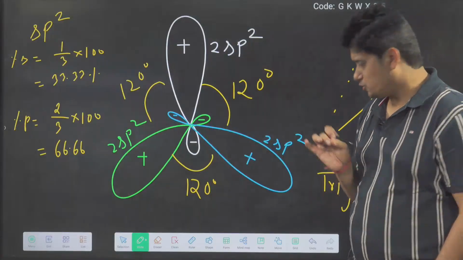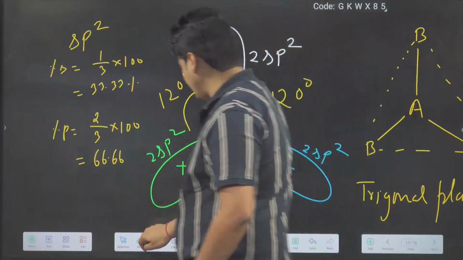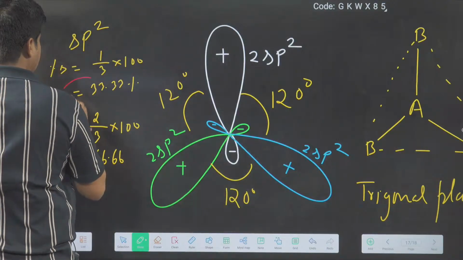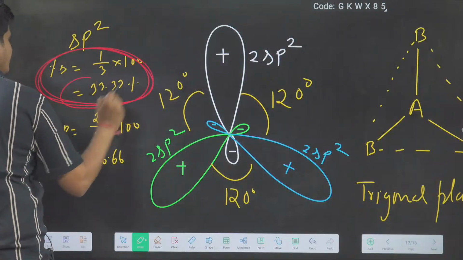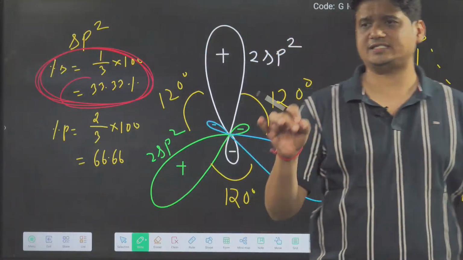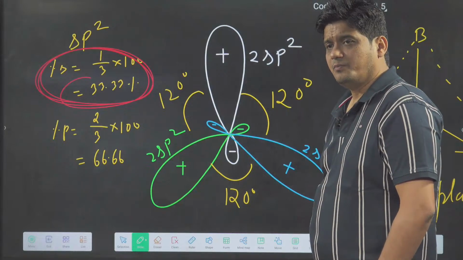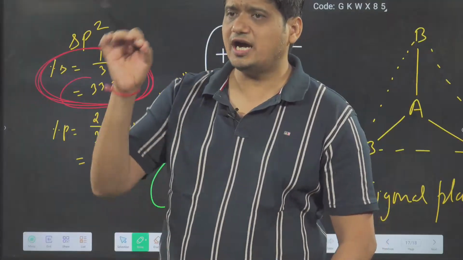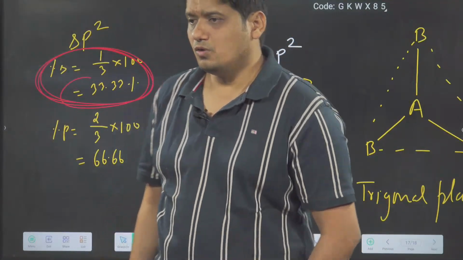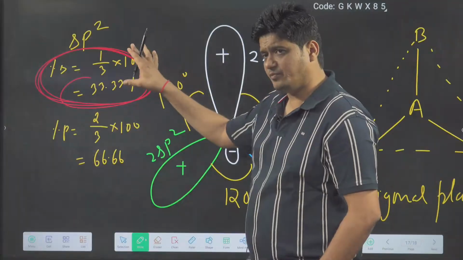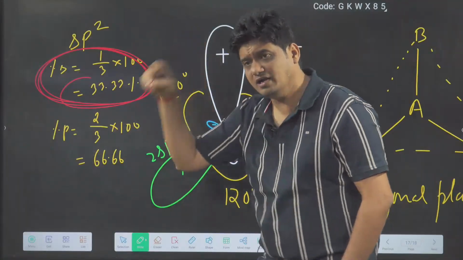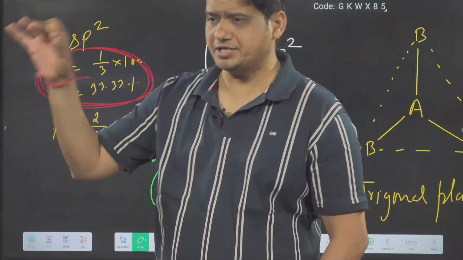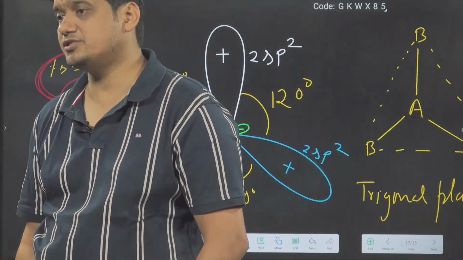Okay. So now tell me one thing. This s character is coming 33.33. This 33.33% s character is present in one hybrid orbital or in each hybrid orbital? One or each? Just answer one thing. Each.